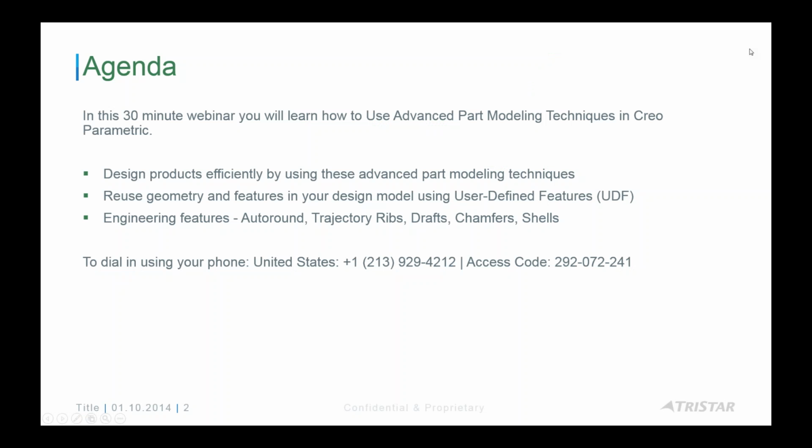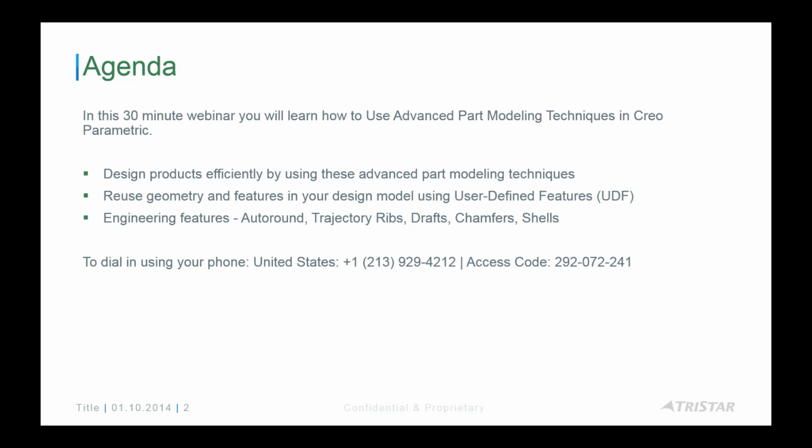For our agenda today, we have about 30 minutes, probably go a little bit longer, to cover some of the advanced part modeling techniques in Creo Parametric. With these advanced techniques, we'll be able to design products more efficiently. We'll learn how to reuse geometry with what's called a user-defined feature, or UDF. And then we'll discuss a little of the techniques around engineering features with auto-rounds, trajectory ribs, drafts, chamfers, and shells.